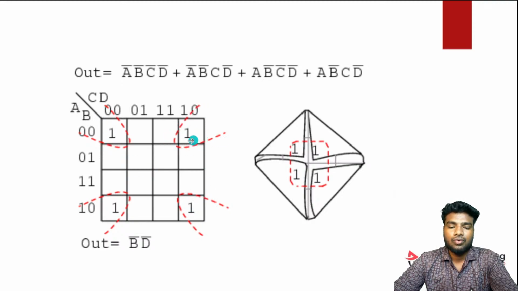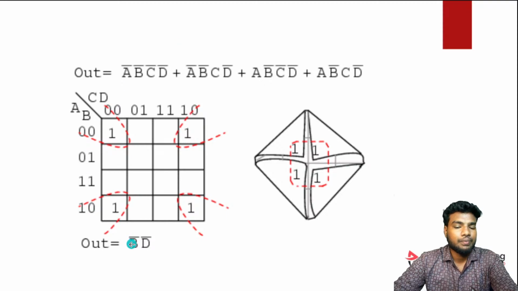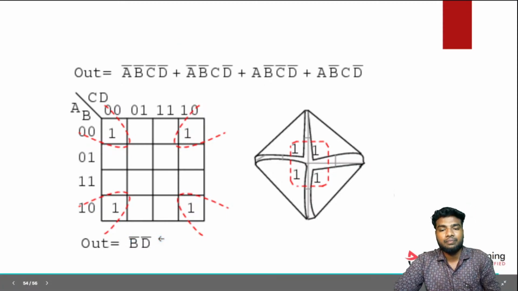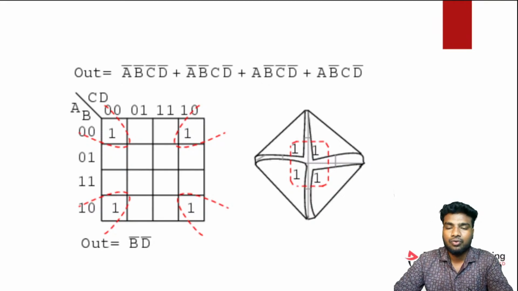And then if you look at this other group, C is changing, so here it has 0 0, here it has 1 0. C is changing but D has the same value, so I can write D bar. So by using the K-map I can simplify this equation to B bar D bar very easily.